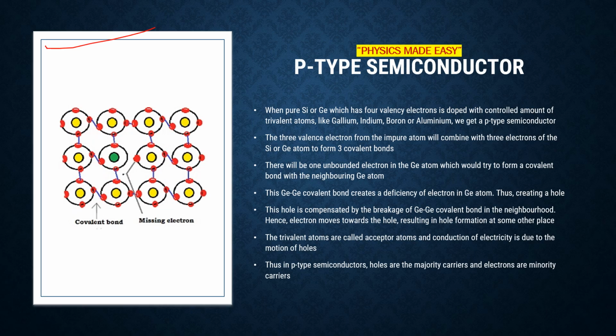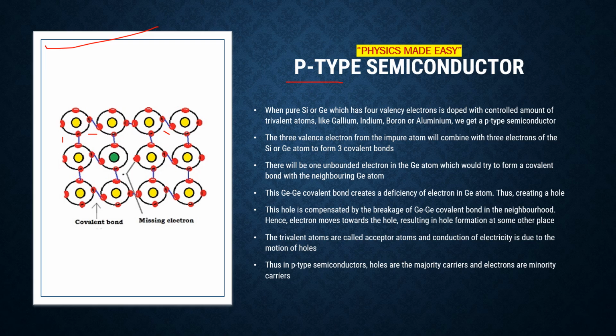In this figure, we can see the formation of covalent bonds in the pure semiconductor. For example, we take a germanium semiconductor. Germanium has four valence electrons and all the valency is satisfied. But if we want to improve its conductivity more, then we create a p-type semiconductor.